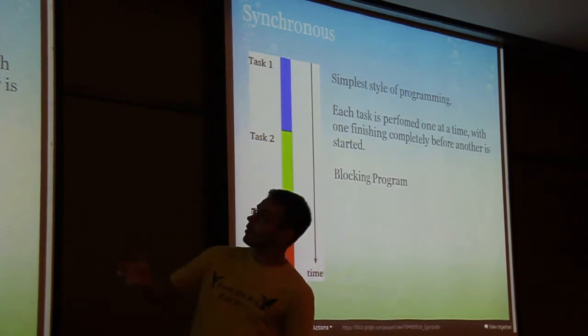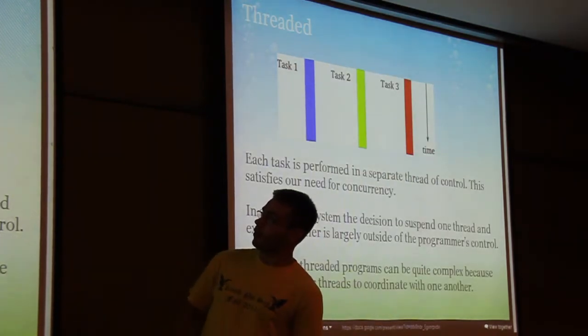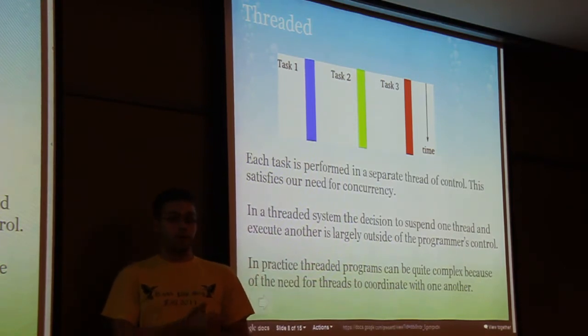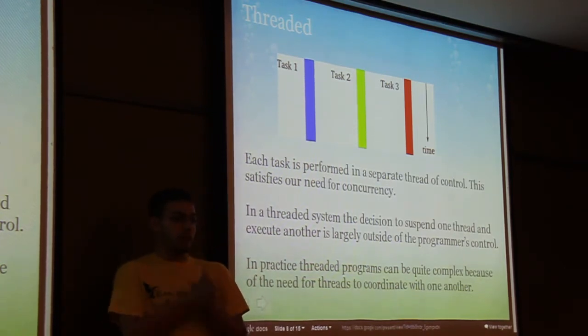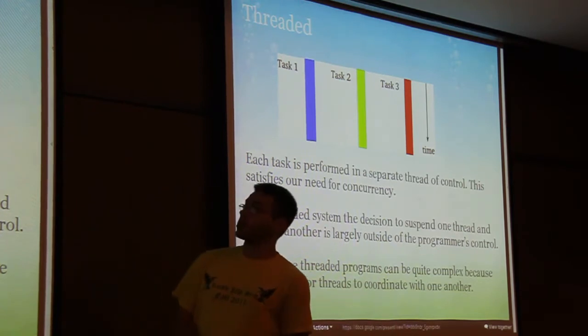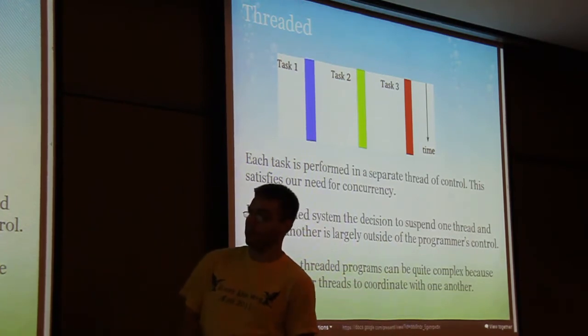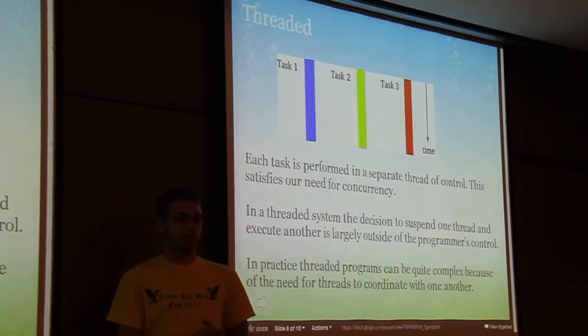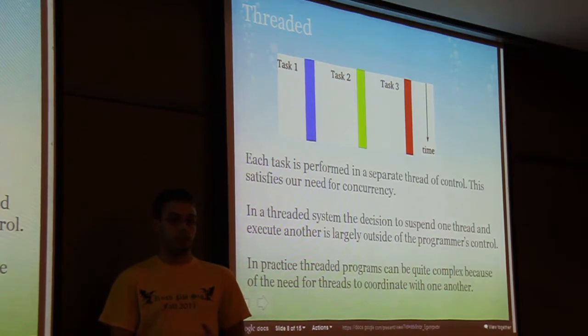So the next one, the threaded model, is probably what most of you are familiar with. It's basically all the tasks happening concurrently. So user 1 and user 2 can do input-output to the server independently of each other, and that's really great because everything's happening concurrently, and there's no slowdown.